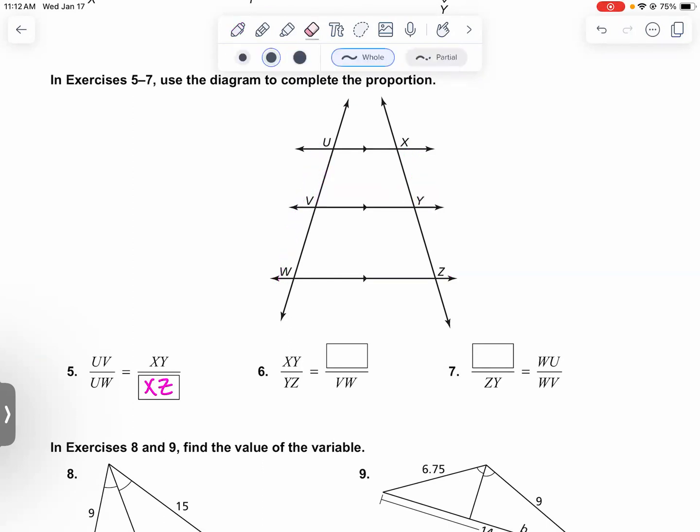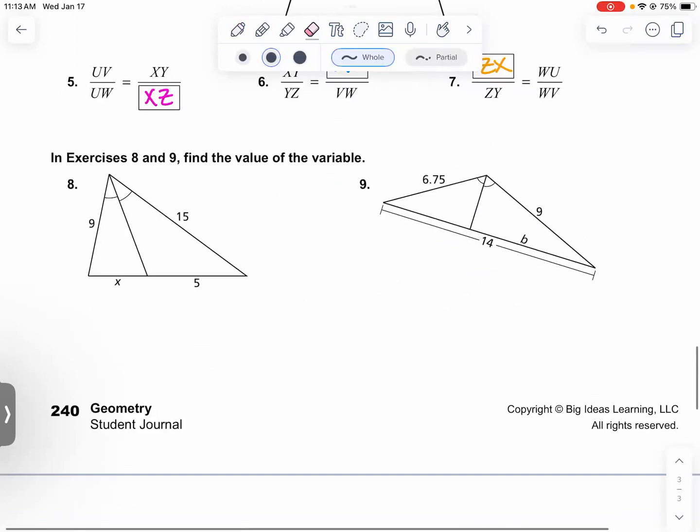Okay. Basically like figuring out a pattern. XY over YZ equals what over VW? UV. Good. All right. WU over WV equals what over ZY, Sam? Good. Okay. Don't have to worry about those.